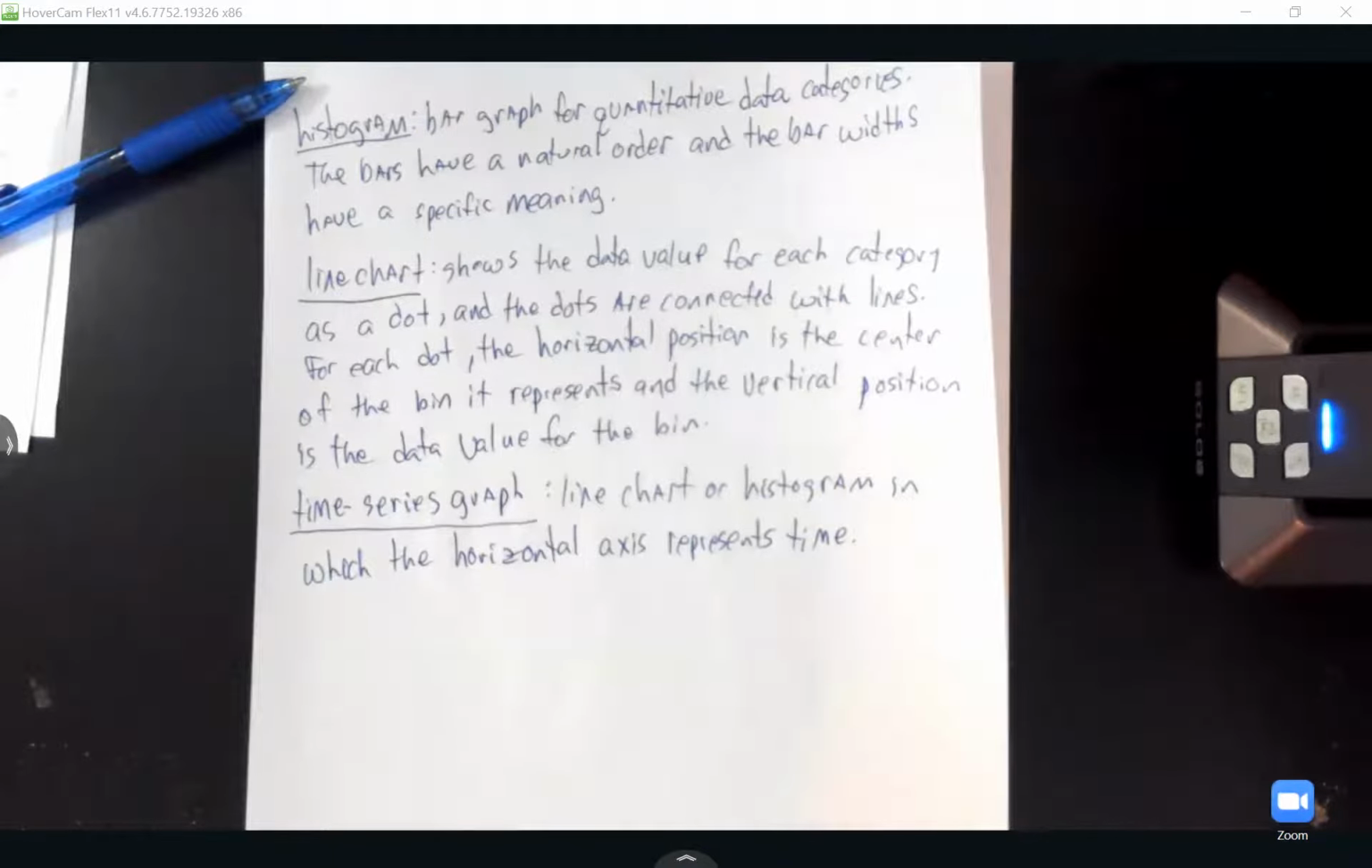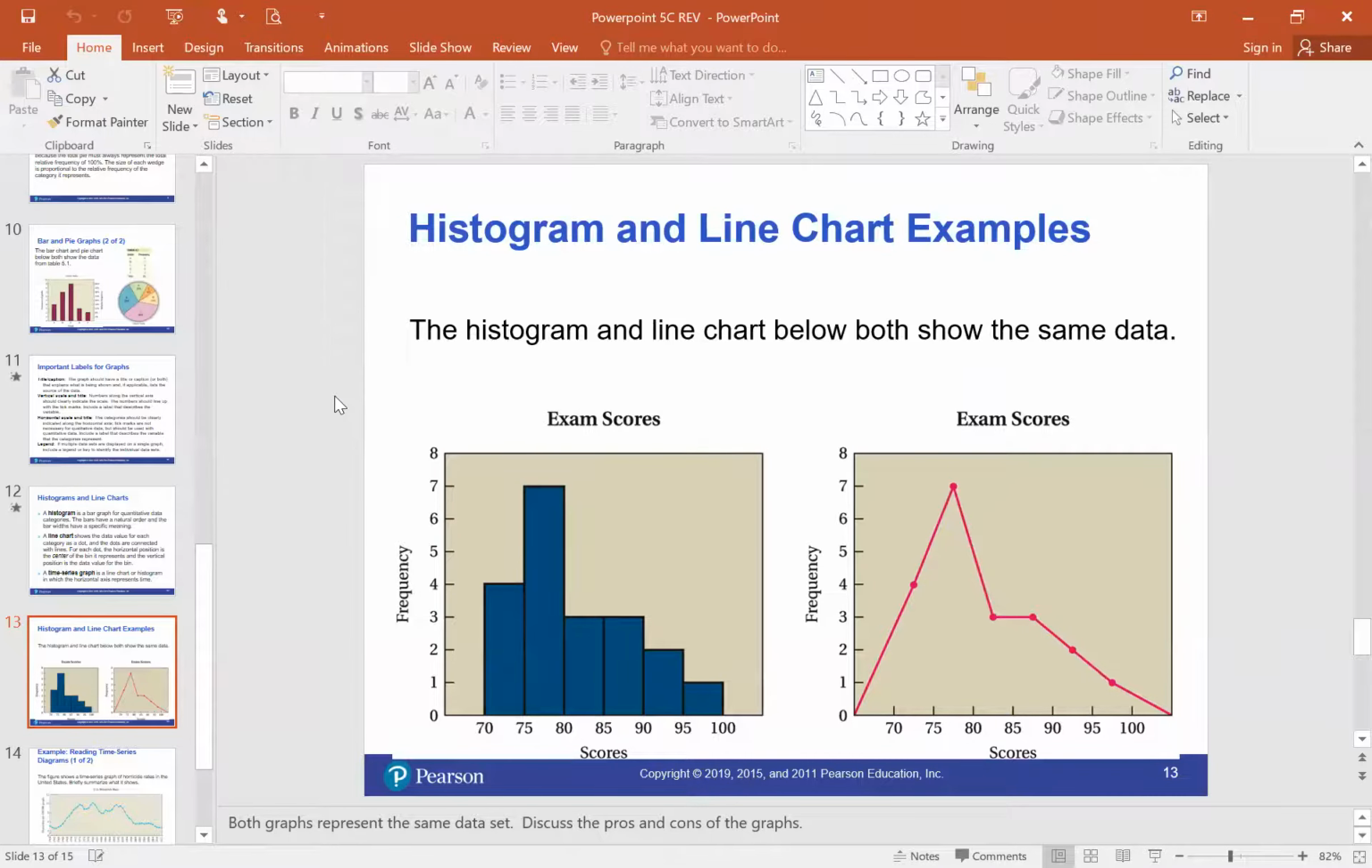All right, y'all, so I'm going to go to a new share. So here's a histogram and a line chart. So the histogram, notice you got your data categories, which are scores. And then my vertical axis is the frequency. And then notice the tallness or the width of these columns has a meaning because the height corresponds to the frequency of how many times they happen.